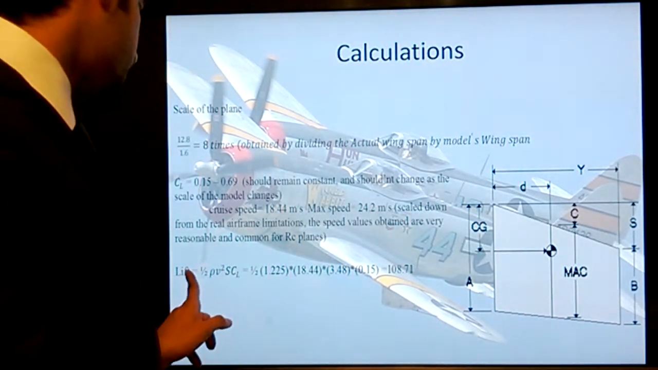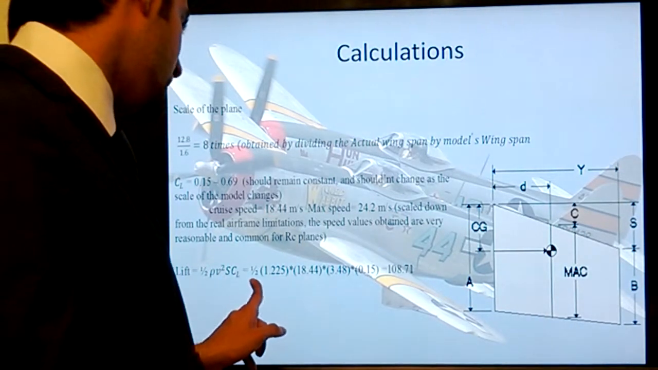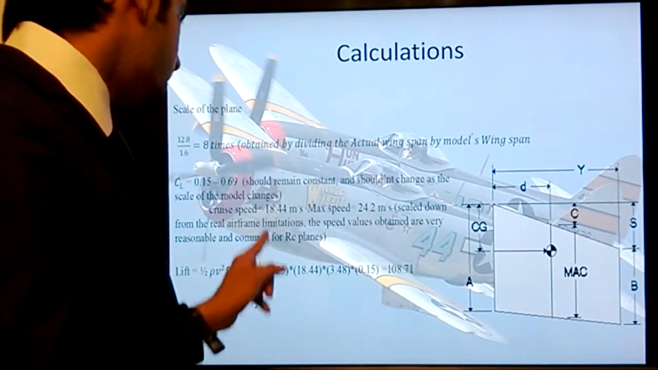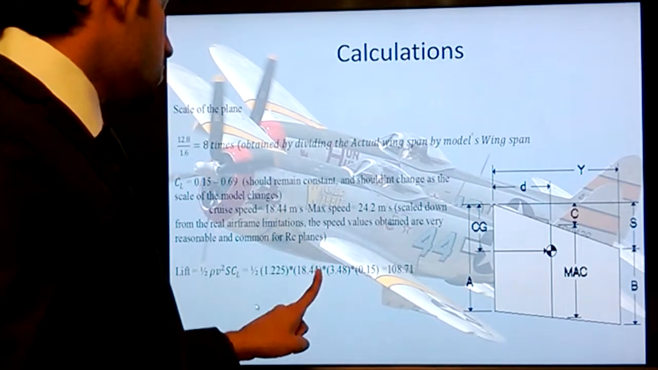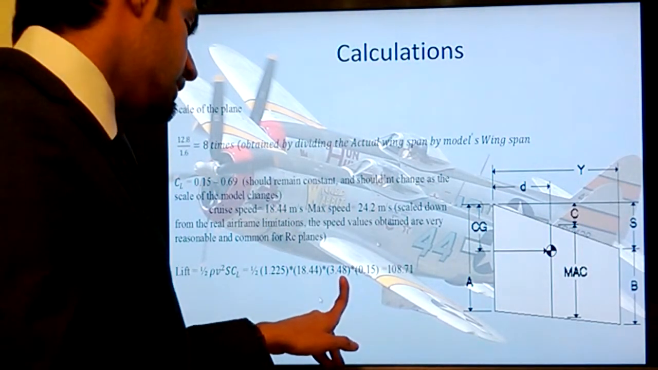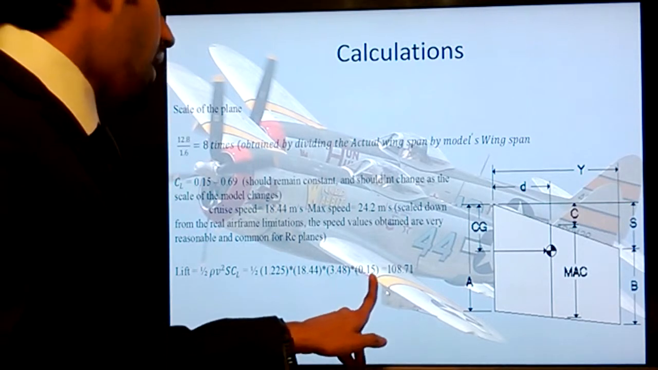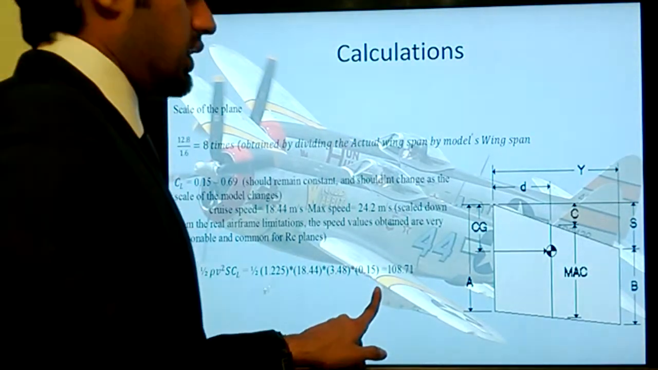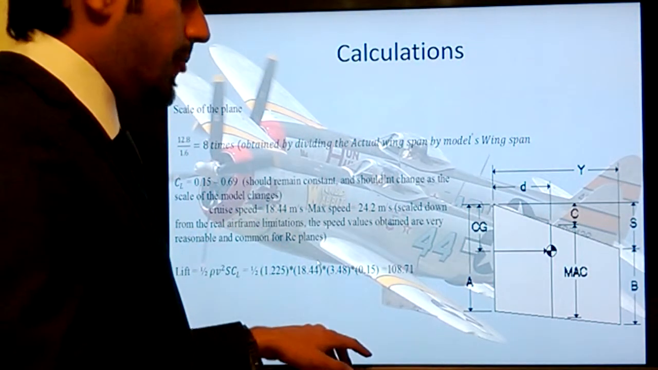The lift was then obtained from half rho V squared S CL. So half the sea level density, the cruise speed squared, the wing area from the model, and the CL, which we obtained by scaling.